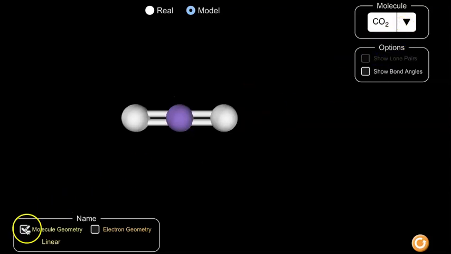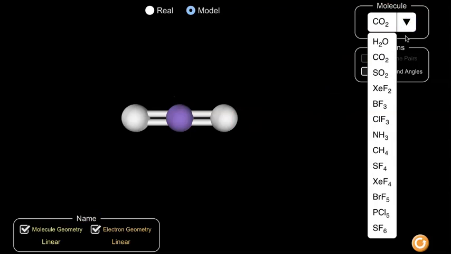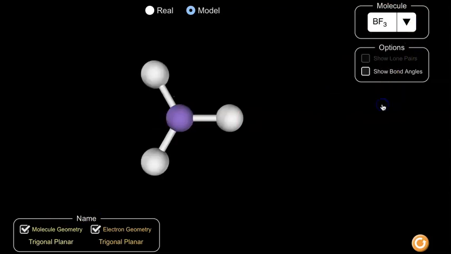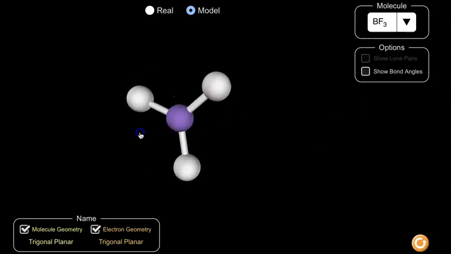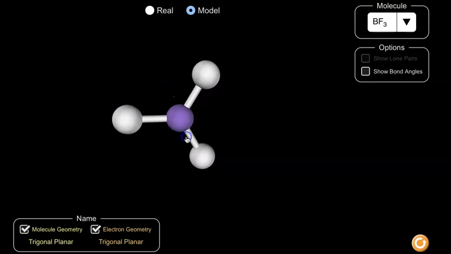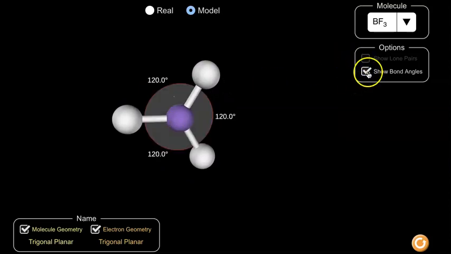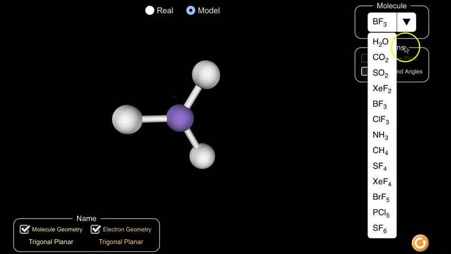There's CO2, carbon dioxide, right? That guy is actually both linear in molecular geometry and electron geometry. Let's see what else we got on this list. That's a bit of a weird one. Oh, BF3, that's a good one. There's just a straight up trigonal plane. And you could ask, what are the bond angles associated with that? Oh, yeah, 120 degrees. So a really helpful thing to look at.